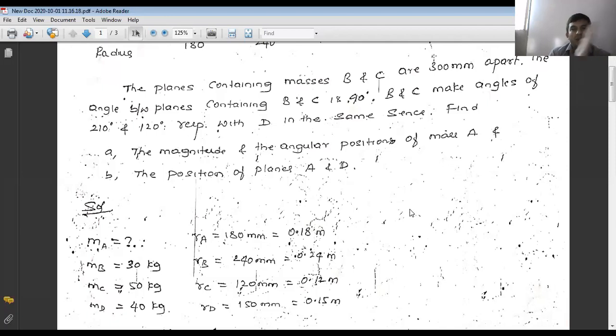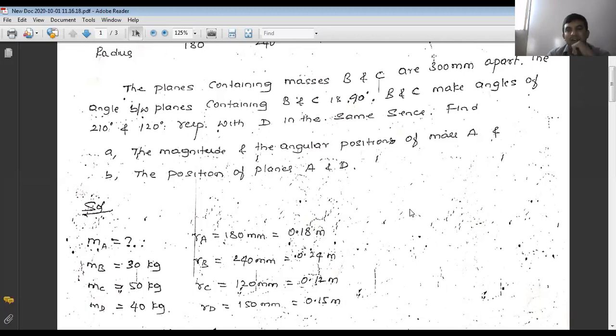Now we write the plane position in the order A, B, C, D. We don't know where plane A and plane D will come. Okay, write the plane position A, B, C, D. But the distance between B and C is how much? 300 mm apart. That is the plane position.